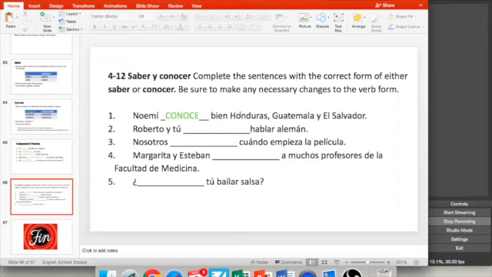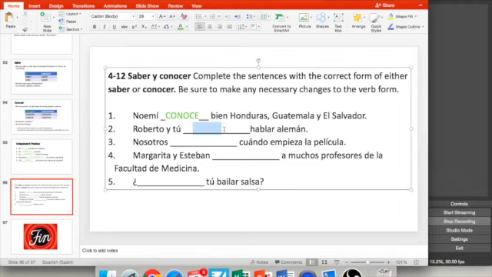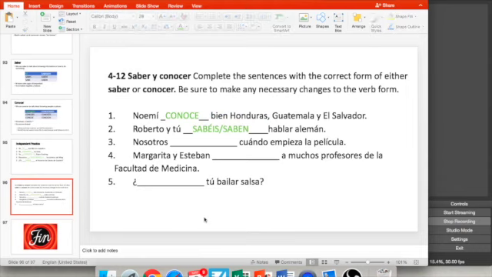Number 2, Roberto y tú blank hablar alemán. So you and Roberto know how to speak German. Well, in this case, do you all know information, people, places, or how to do something? In this case, you know how to do something. You know how to speak German. So saber or conocer? Good, saber. And the saber form to go with Roberto and tú, or you all. If you're in Spain, you would say sabes. Anywhere else, you would say saben. I'd take either one.